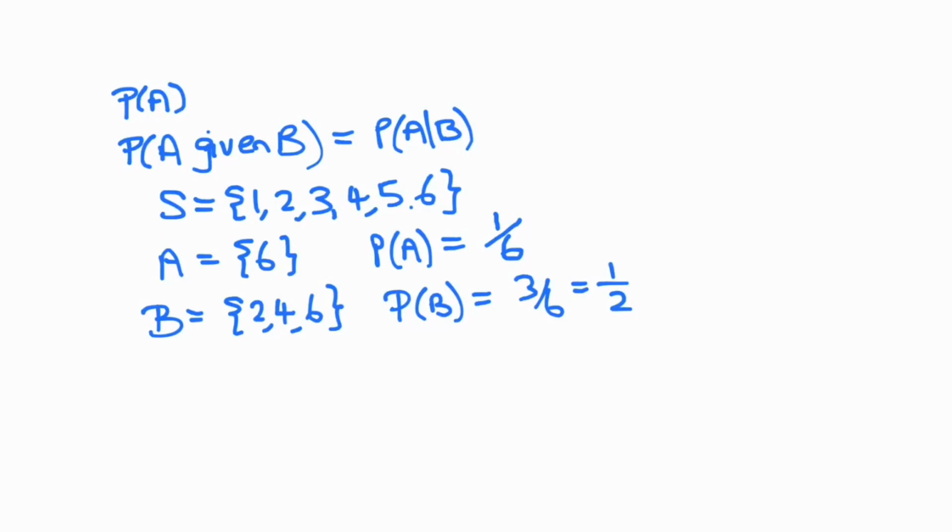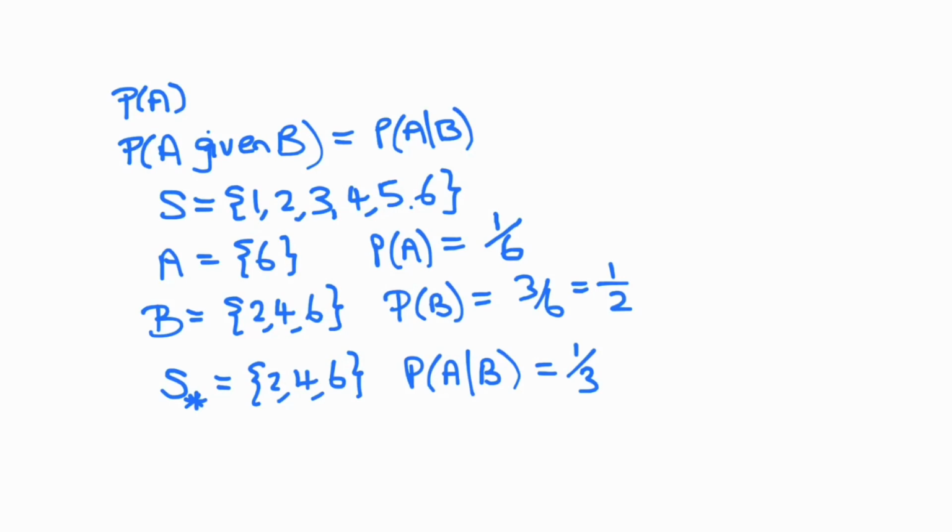Now, suppose we know that B has occurred, which means that we know that the number is an even number. What is the probability that the number is 6 then? Well, since we know that B has occurred, we can represent the new sample space to be just 2, 4, 6, because we know that it cannot be 1, 3, or 5. And so therefore, the probability of A given B is just 1 out of 3. And you find that this probability is different from the original probability of A if we did not know that there was an even number.